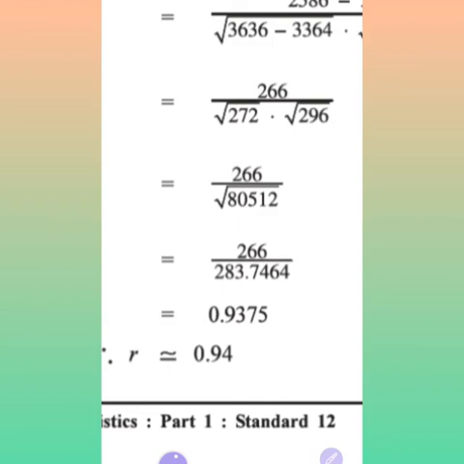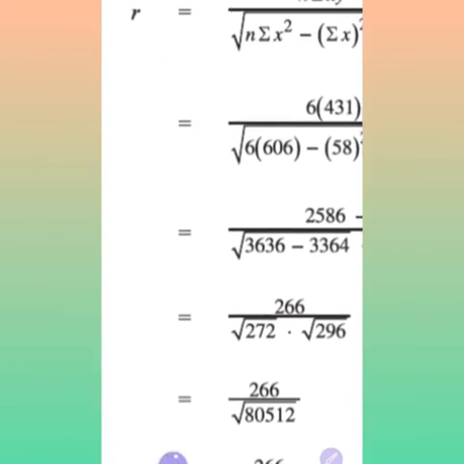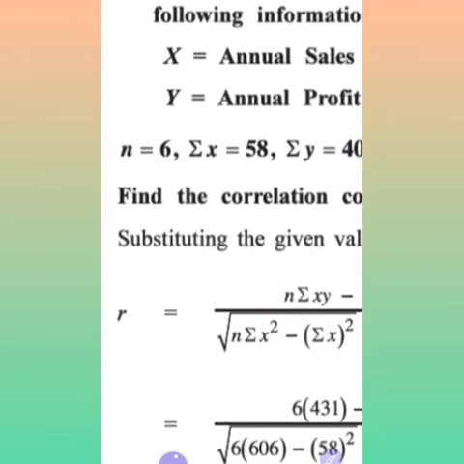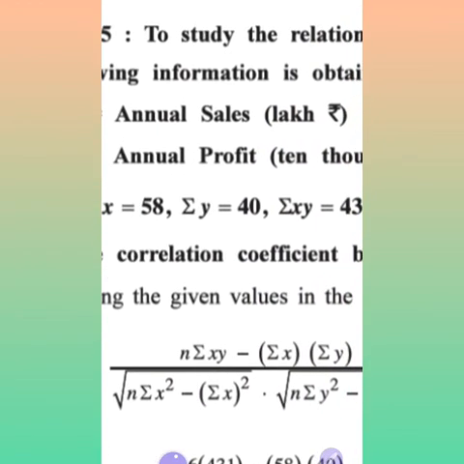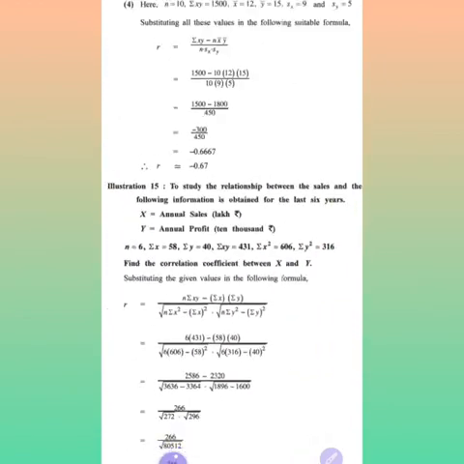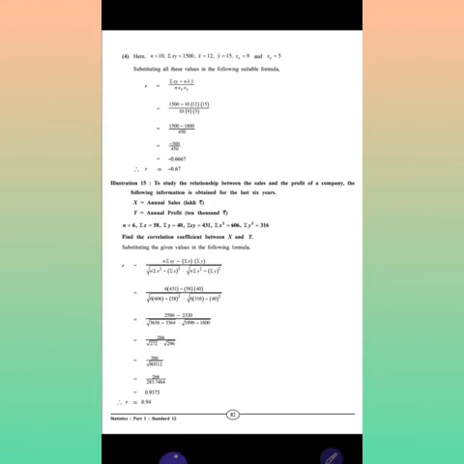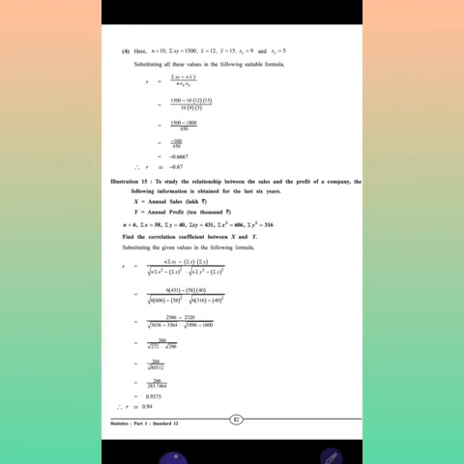Over here, the number is positive and it is near to 1, so we can write that it is a high degree of positive correlation between the variables x and y, or you can say between the annual sales and annual profit. So this is how this sum could be done, and this is how the answer could be interpreted.